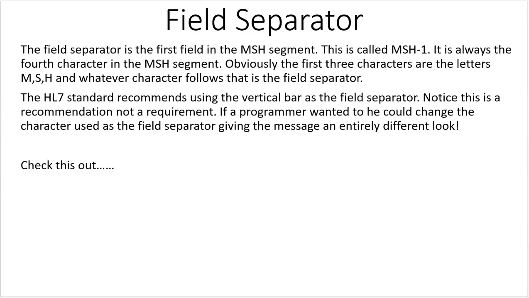Field separator. The field separator is the first field in the MSH segment. It's called MSH1. It's always the fourth character in the MSH segment. Obviously, the first three characters are the letters M, S, and H, and then whatever character follows that is the field separator. The HL7 standard recommends using the vertical bar as the field separator. Notice this is a recommendation, not a requirement. If a programmer wanted to, he could change the character used as the field separator, giving the message an entirely different look. So check this out.